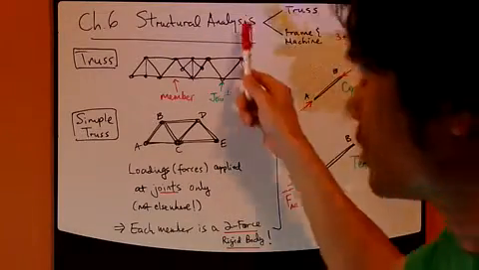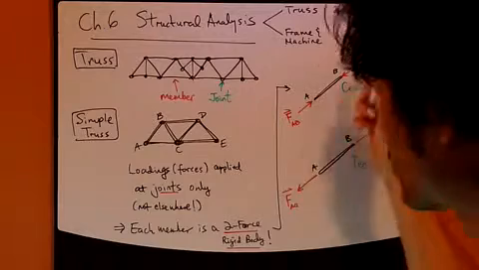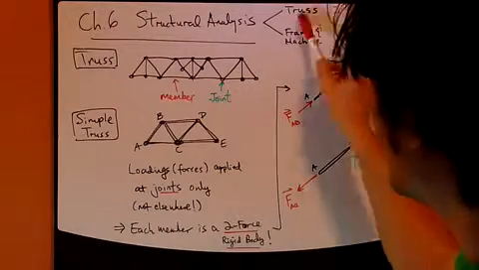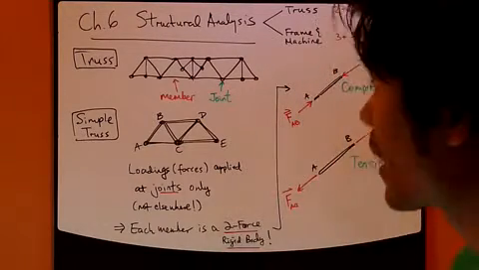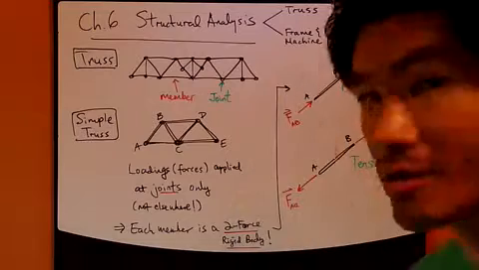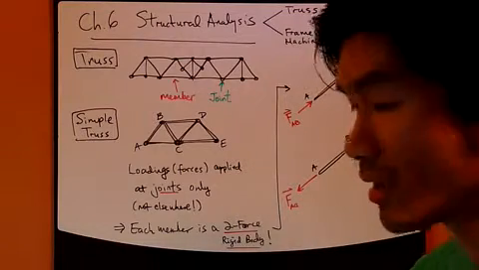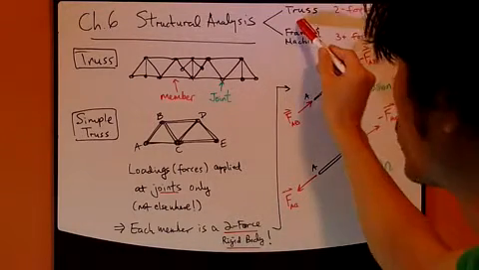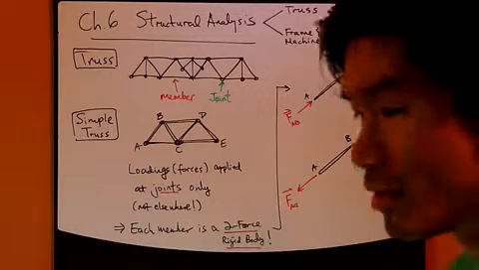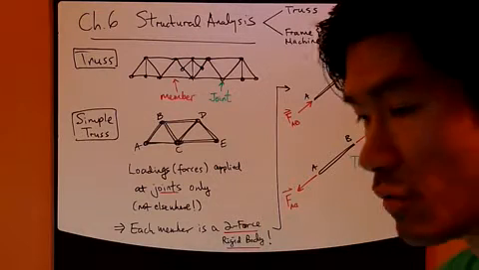Now, this chapter is split into two parts. The first part, which is really the bulk of it, is called a truss. And the second part, frames and machines. They're quite similar. The major difference is, for a truss, we're dealing with two-force bodies, two-force rigid bodies.